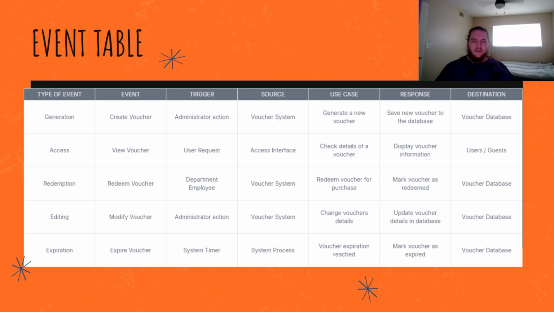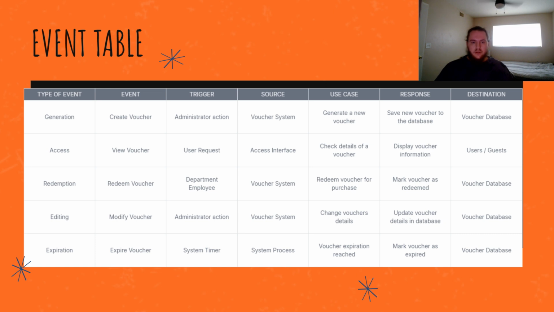The third event is redeeming a voucher. This is triggered by department employees, management, and this is done in the voucher system. And use case is a department employee would redeem a voucher for purchase. And then the response from the system would be the system marks the voucher as redeemed, and the destination is the voucher database.